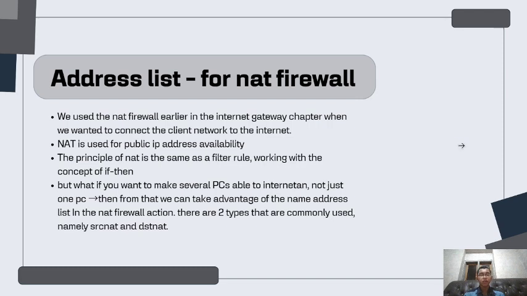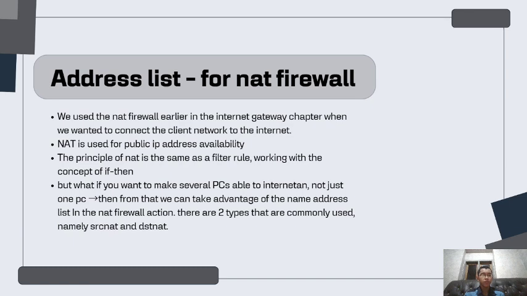And next is address list for NAT firewall. We used the NAT firewall earlier in the Internet Gateway chapter when we wanted to connect the client network to the internet. NAT is used for public IP address availability. The principle of NAT is the same as a filter rule, working with the concept of if and then.